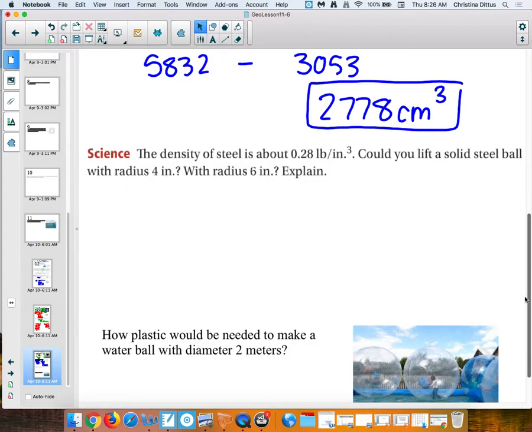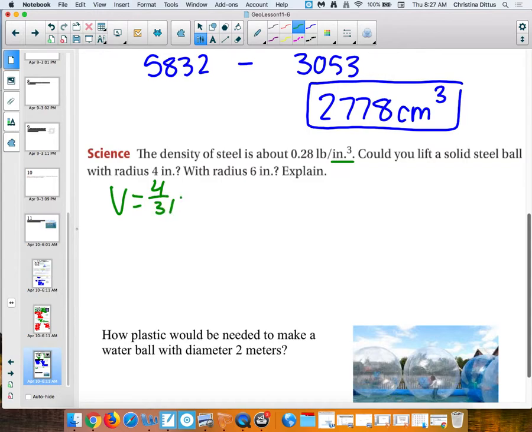The density of steel is about 0.28 pounds per inches cubed. Could you lift a solid steel ball with radius of 4? Guesstimating, do you think you could lift it? Yes. Yeah? You think you could do it with 6 inches? Yes. Is that just because you're a muscle man? No. Oh, okay. Alright, so if I have inches cubed here, what do you think I need to find of my steel ball? The volume. The volume with the radius of 4 we'll do first.